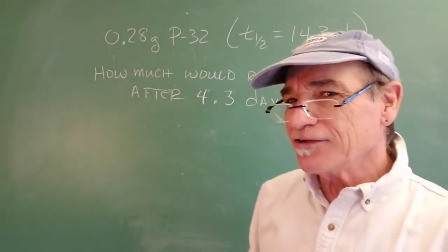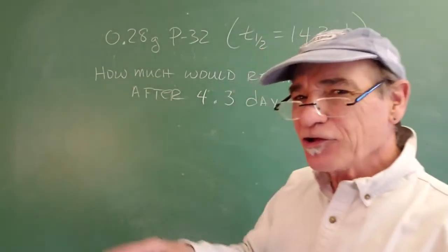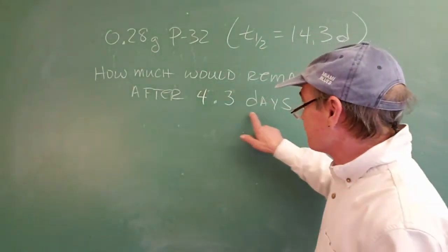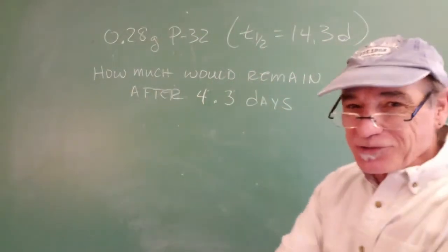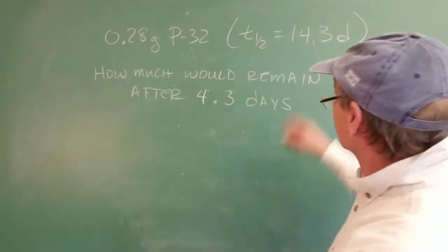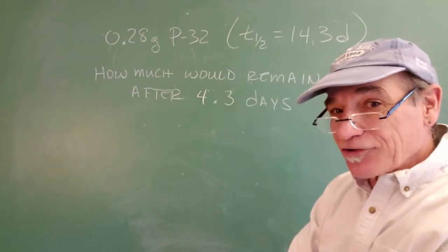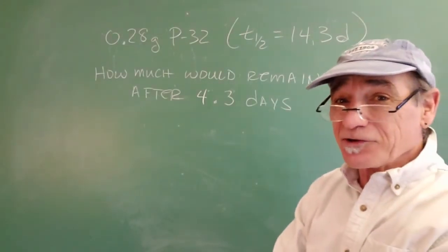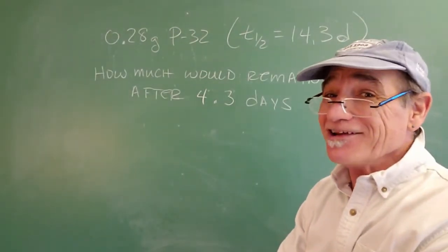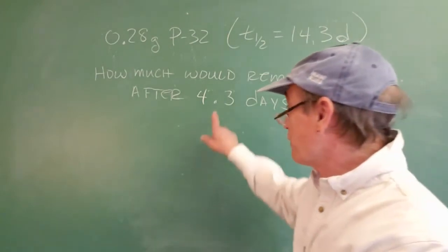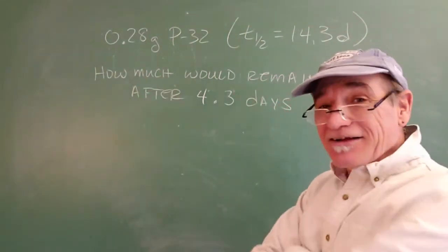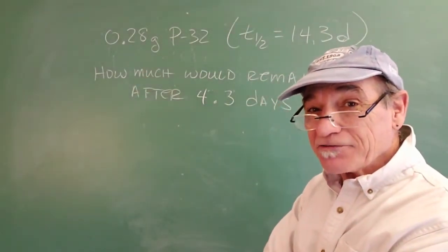And my question is, by Friday, at close of business, 4.3 days later, how much of it would actually remain? Because it's got kind of a short half-life, only 14.3 days for half of it to disappear. So my question is, if I just get the delivery on Monday morning and I let it sit till Friday night at 5, 4.3 days later, how much of that stuff is really left?